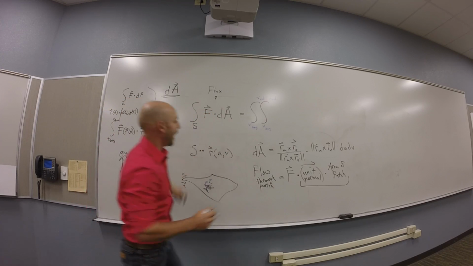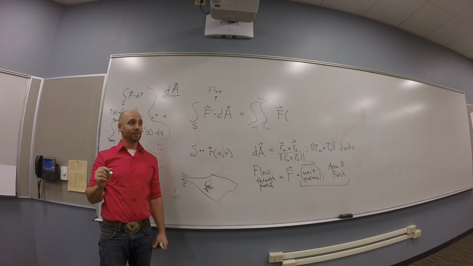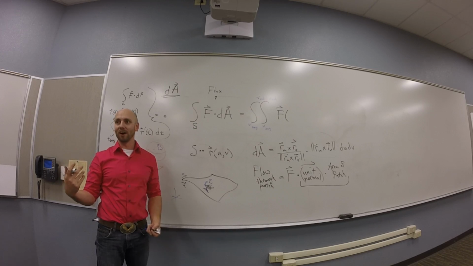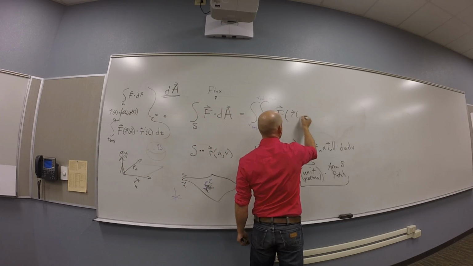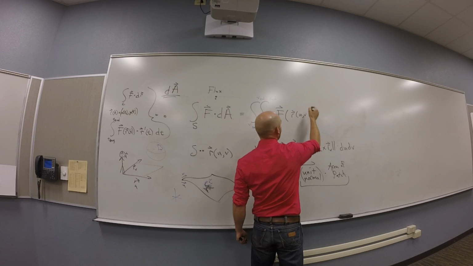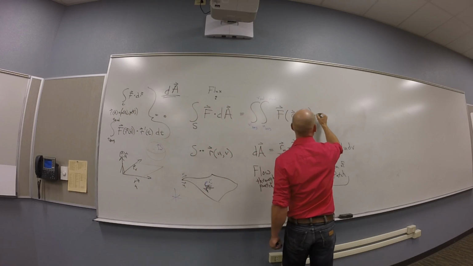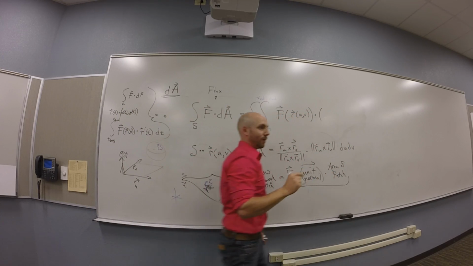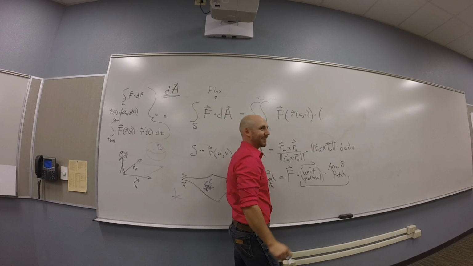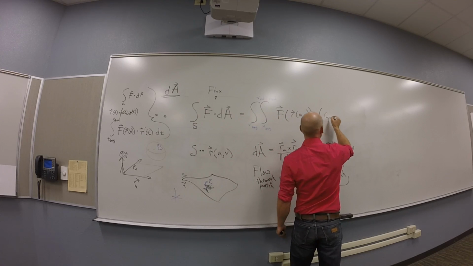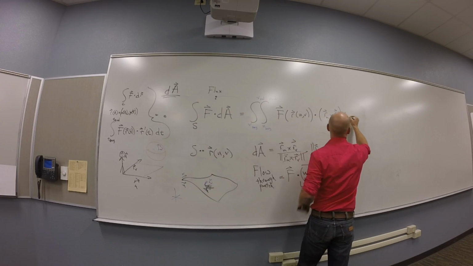Okay, and then you're going to do F. But F's probably given in x's, y's, and z's, right? So you need to convert it to u's and v's, right? So you do F of R of u and v. And then you need to dot product with RU cross RV. And thankfully, really, you can slash these guys, right? So you just need RU cross RV, and du dv. That's just a number.